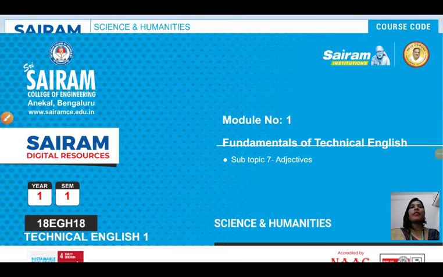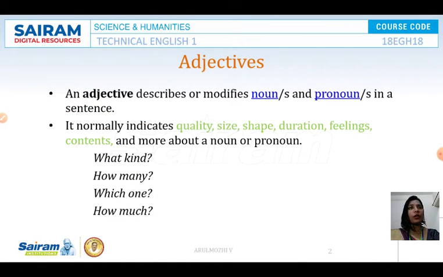Today's session, we are going to see what are adjectives. What are adjectives? Adjectives describe a noun or a pronoun in a sentence. Usually, an adjective describes the quality or size of a noun, the shape of a noun, the feeling of a noun, and the content of a noun. And adjectives usually answer the question, what kind of noun is this?